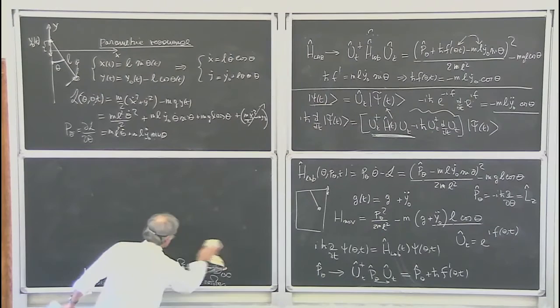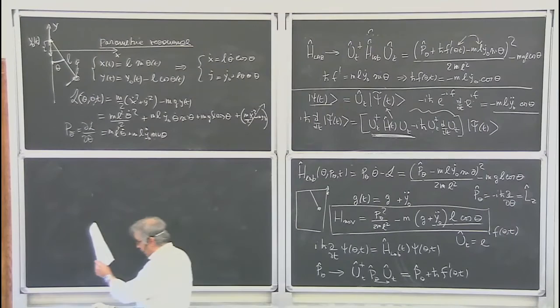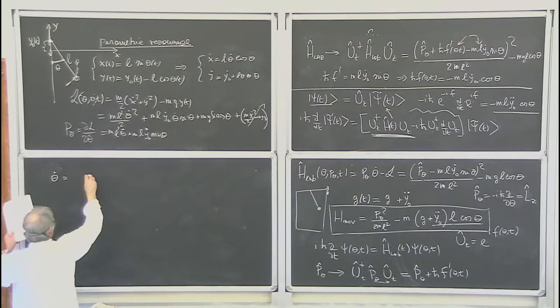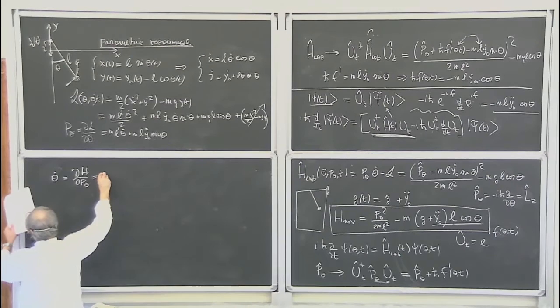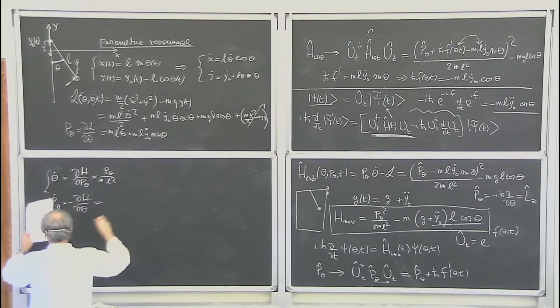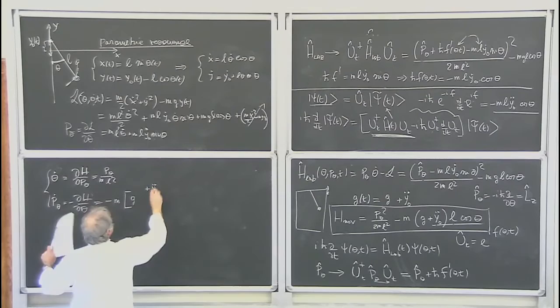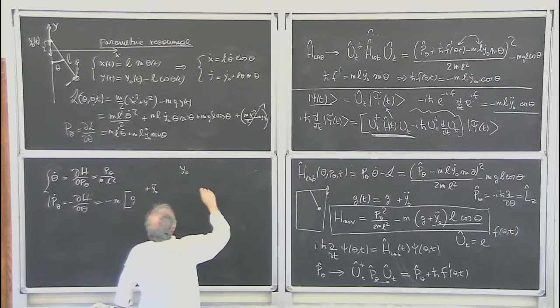So I will start again classically, but I will start from this, okay? And I will write my Hamilton's equation. So theta double dot equal to the derivative of h with respect to p theta, which is p theta divided by m l square, okay? And p dot equal to minus dh over d theta, okay? You do the derivative and you find minus m g l sine theta. Then I would have here plus y double dot. Now I make a specific choice of this y zero, no longer general. I will just select this, okay?